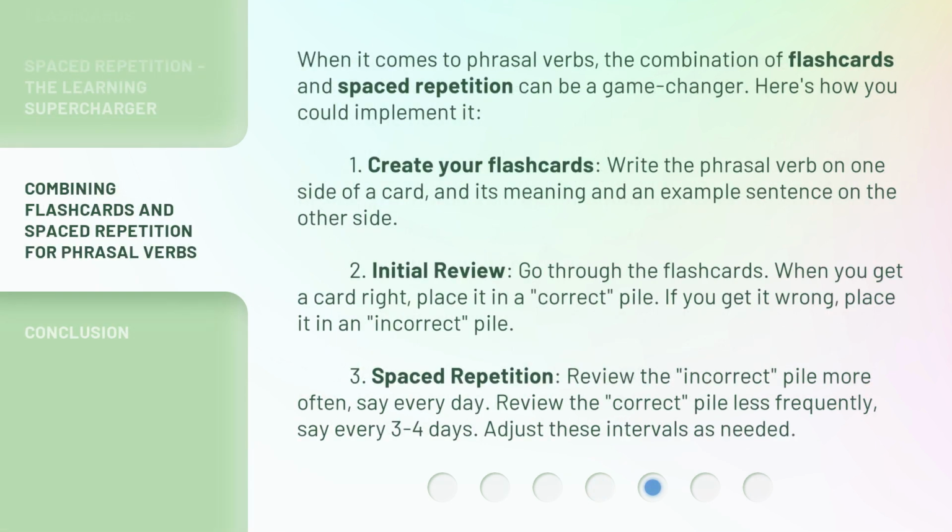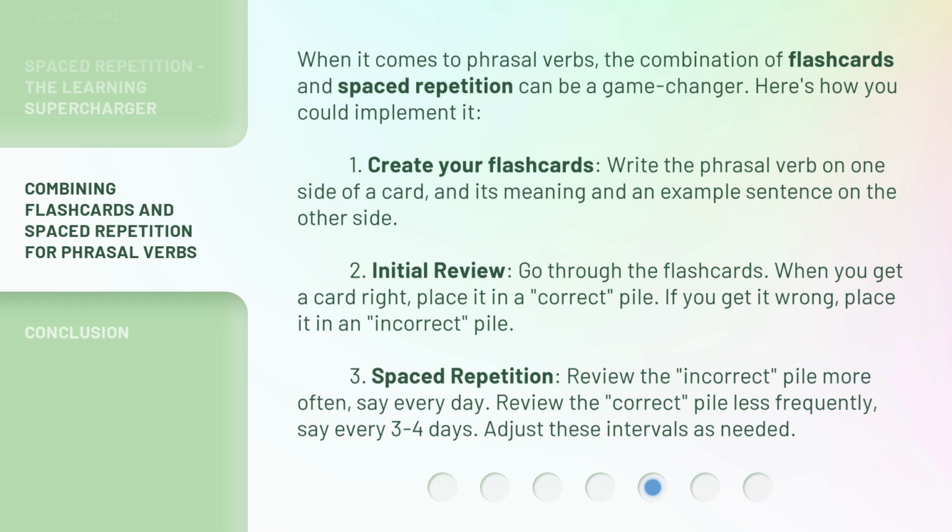When it comes to phrasal verbs, the combination of flashcards and spaced repetition can be a game changer. Here's how you could implement it. 1. Create your flashcards. Write the phrasal verb on one side of a card, and its meaning and an example sentence on the other side. 2. Initial review. Go through the flashcards. When you get a card right, place it in a correct pile. If you get it wrong, place it in an incorrect pile.